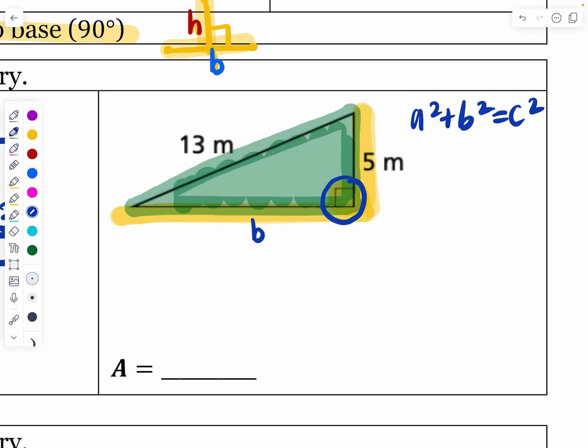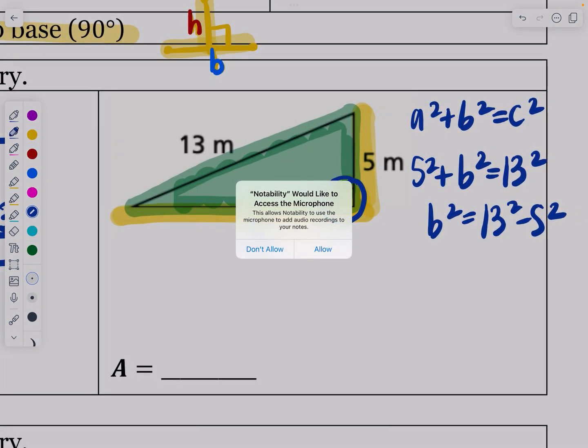So that's going to be A squared is going to be 5 squared plus B squared is equal to 13 squared. And so you're going to get that B squared is equal to 13 squared minus 5 squared. So you're just going to type that into your calculator.